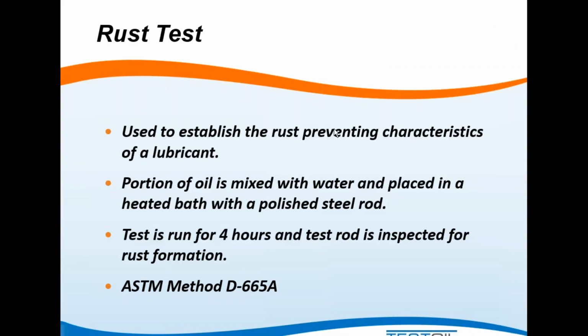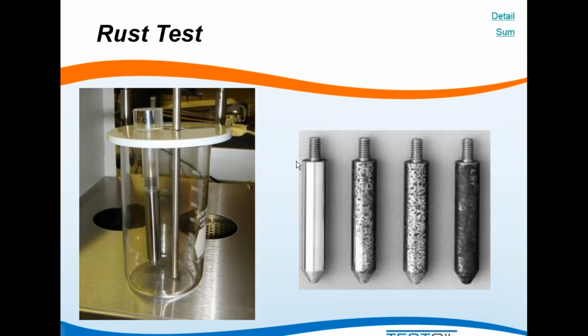All right. Another one that we run only on the turbine test and we don't run on the varnish potential is rust. And it's used to establish the rust-preventing characteristics of a lubricant. Mainly what it's doing is testing for rust prevention in the presence of water. So we take a portion of the oil, mix it with water, put it into a heated bath, and immersed in the mixture that we've made is a polystyrene rod. We agitate the oil, and at the end of 4 hours, we take a look at the rod and judge it for appearance. And this is what the apparatus looks like.